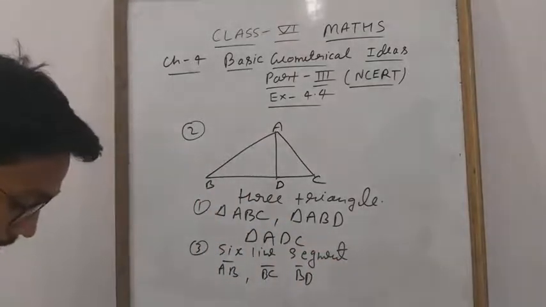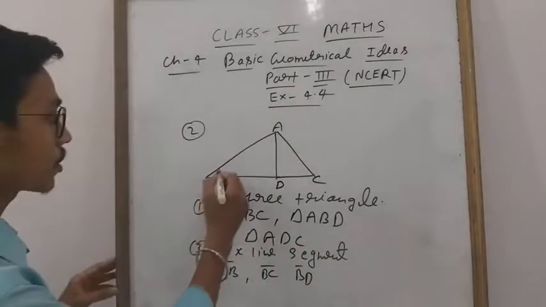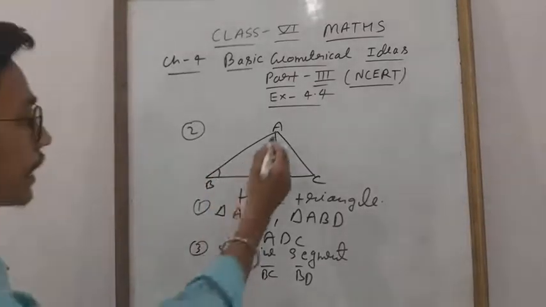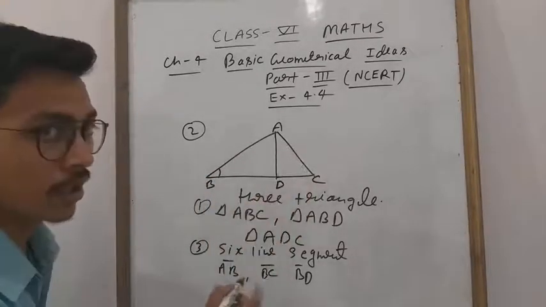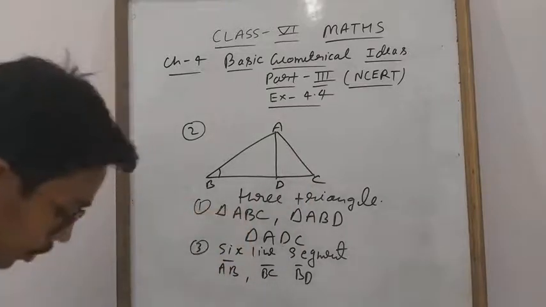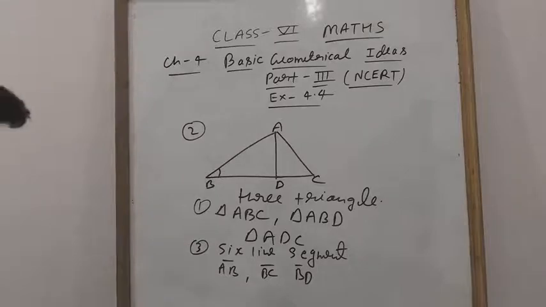Which 2 triangles have B as common? Now you have to find out which 2 triangles have B as common. Clear everyone? So you will say ABC. One is ABC. And the next you will find out yourself. Clear? B should be common in both. So this is about exercise 4.4, student.